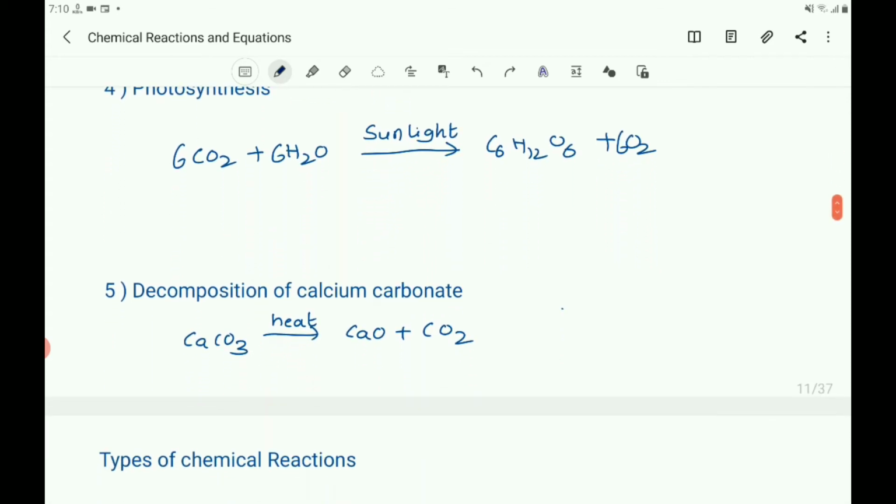Next, decomposition of calcium carbonate. When calcium carbonate is heated, calcium oxide and carbon dioxide will be produced. Here the energy is consumed, energy is absorbed. So it is also an endothermic reaction.